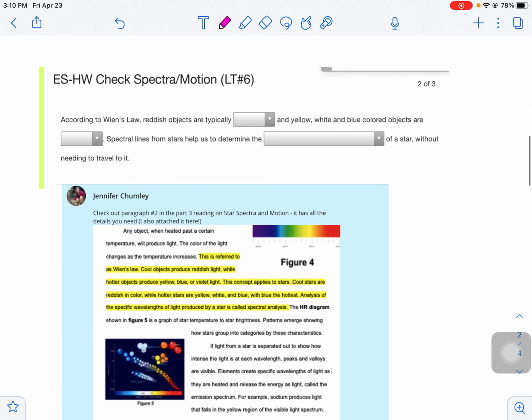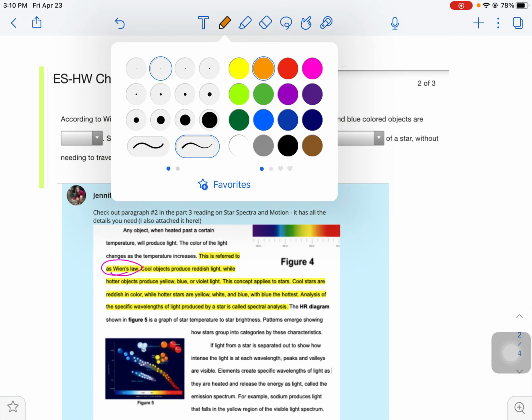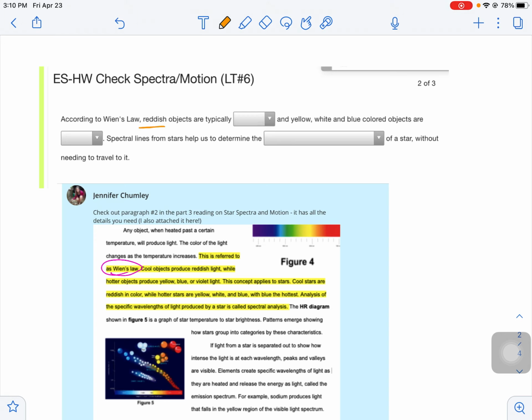Second question is, I highlighted some of this stuff about Wien's law. So Wien's law is telling us that different colored objects reflect a certain temperature. So here, reddish objects compared to white and blue objects. When we look at these answer boxes here, the choices are, I think, warm or cool, or hot or cold or something like that. So again, reading through, what does that mean about their temperature based on their light?